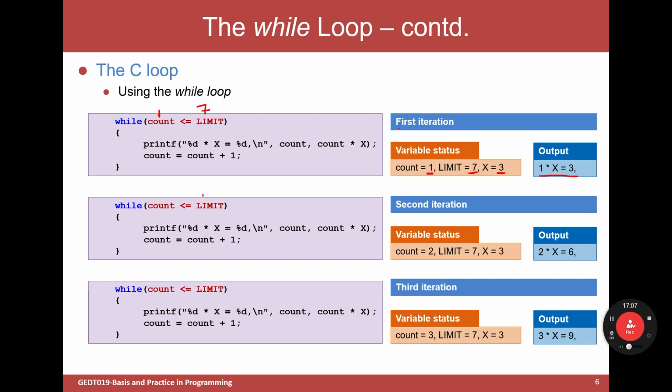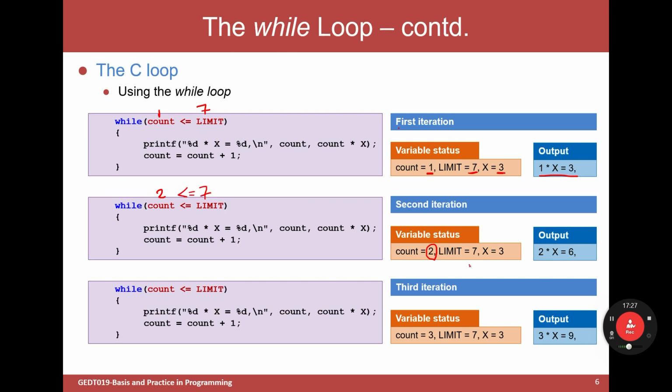And then the next time, the second time, check the logic again one more time. Now the count became 2, look here, because we say count equals count plus 1. So next time, count became 2. 2 is still smaller than or equal to 7. Yes, that's true.